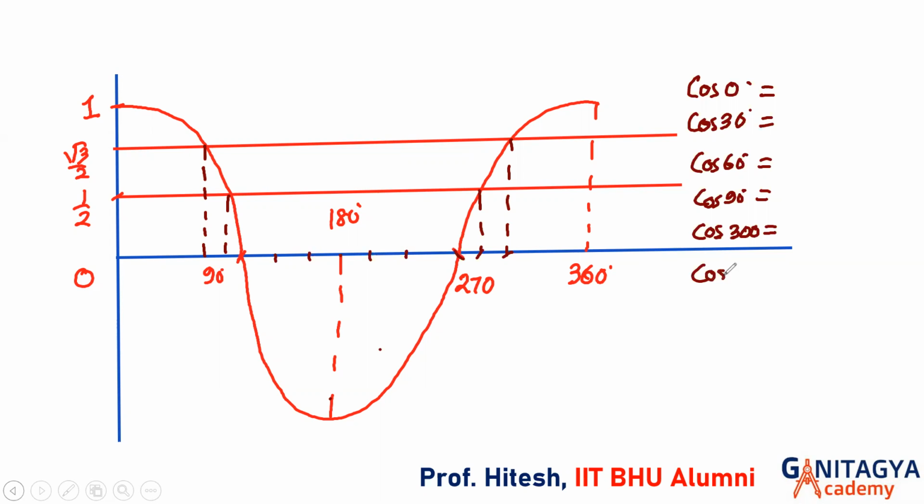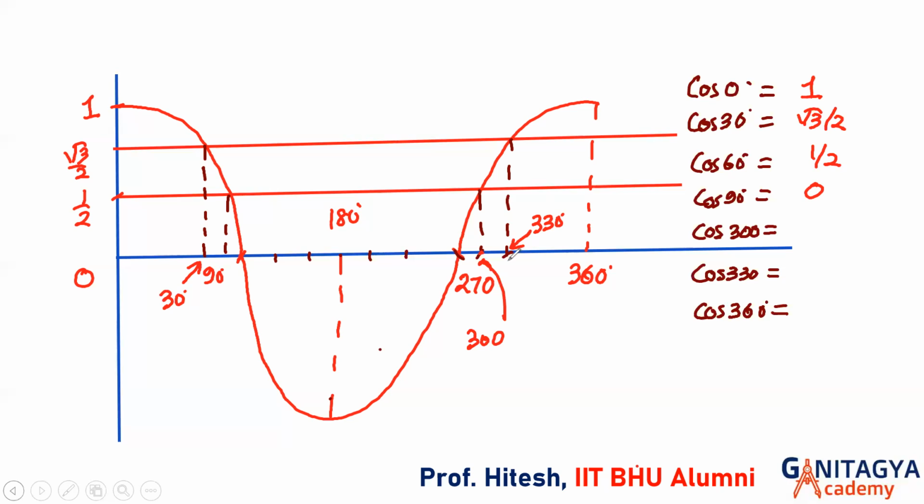देन 330, देन cos 360। अंडरस्टूड। तो सबसे पहले बताइए cos 0 कितना, cos 0 is 1, then cos this is 30, so cos 30 will be root 3 by 2, cos 60 will be 1 by 2, cos 90 will be 0, cos 300 will be 1 by 2, cos 330 is root 3 by 2, and cos 360 is again 1. Understood? So both positive cycle you have written down.